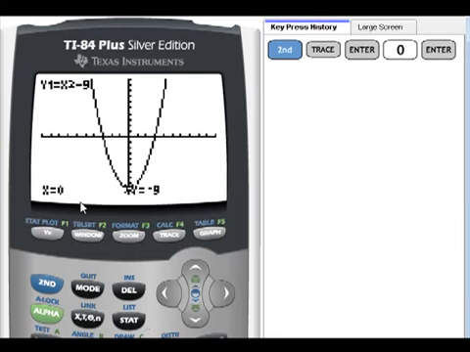And look at that. X is 0 and y is -9. So we must have done it right. It's pretty good.